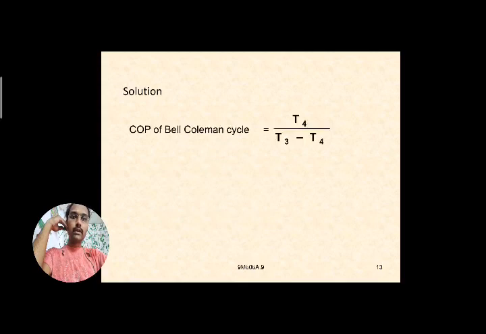Next, finally, to find the COP of a Bell-Coleman cycle, in the formula we know that it is equal to T4 by T3 minus T4 in terms of the temperature values. So you know that the T3 value is 288 and the T4 value is 180. So the COP of the Bell-Coleman cycle is equal to 1.67.